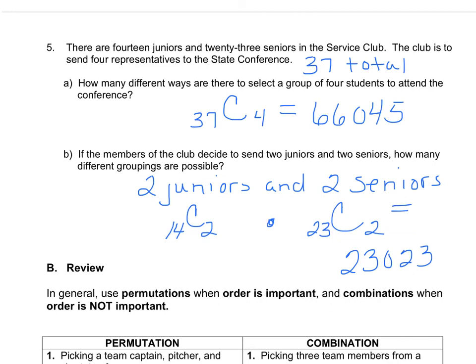All right, I'd like you to read B, the review on permutations and combinations, and complete examples A and B on the bottom, and bring that to class with you tomorrow. If you have any questions, please make sure you jot them down so that you ask them in class before we start working on our worksheet.